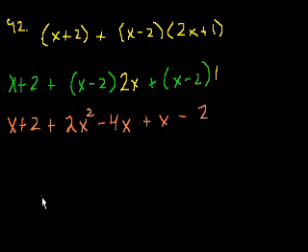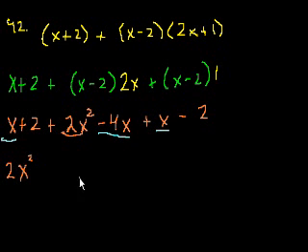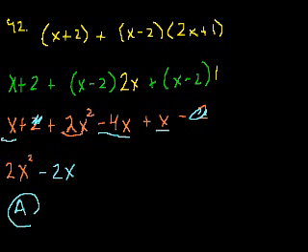And let's see what we can do. We only have one x squared term, so let's write that down. 2x squared. And then our x terms, we have a plus x, a minus 4x, and a plus x. So we have 1 minus 4 is minus 3, plus 1 is minus 2. So it's minus 2x. And then, let's see, we have a positive 2 and a minus 2. They cancel out. So we're left with 2x squared minus 2x, and that's choice A.